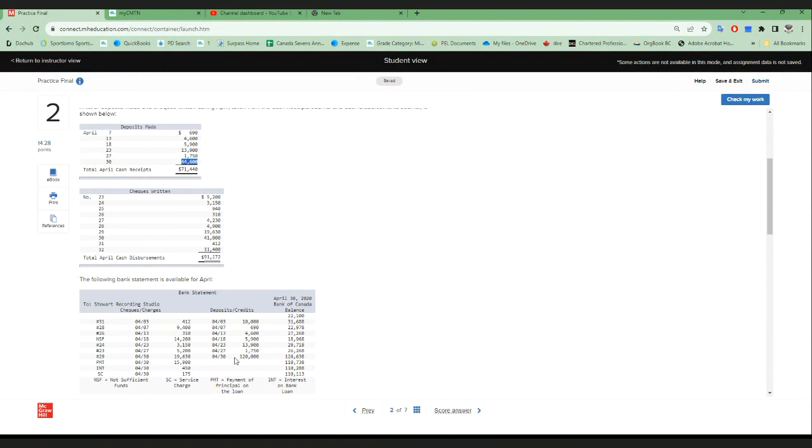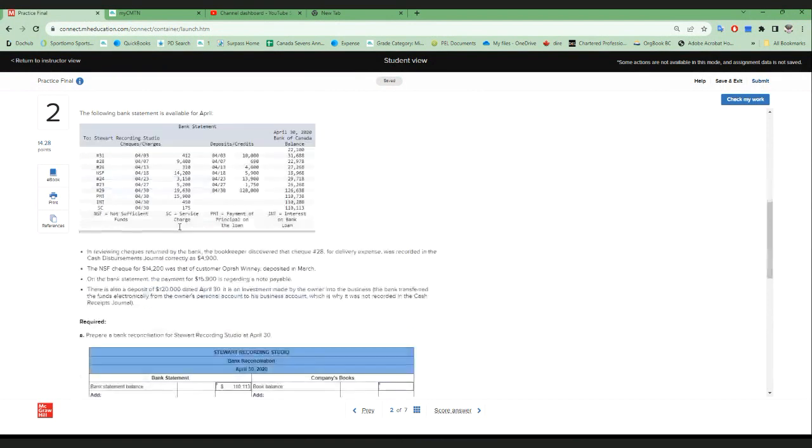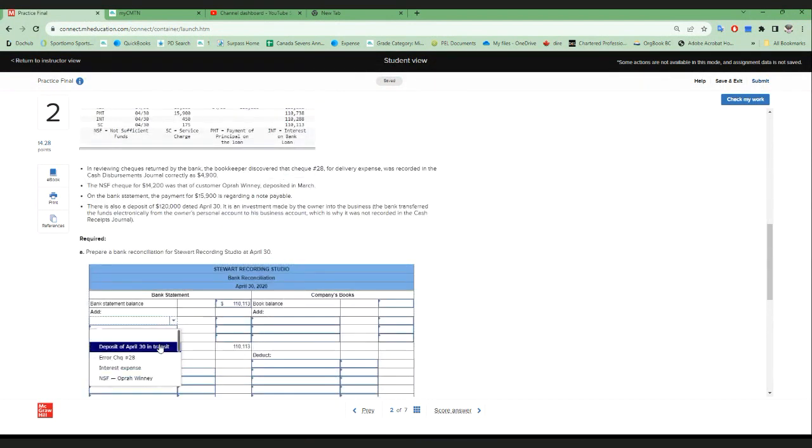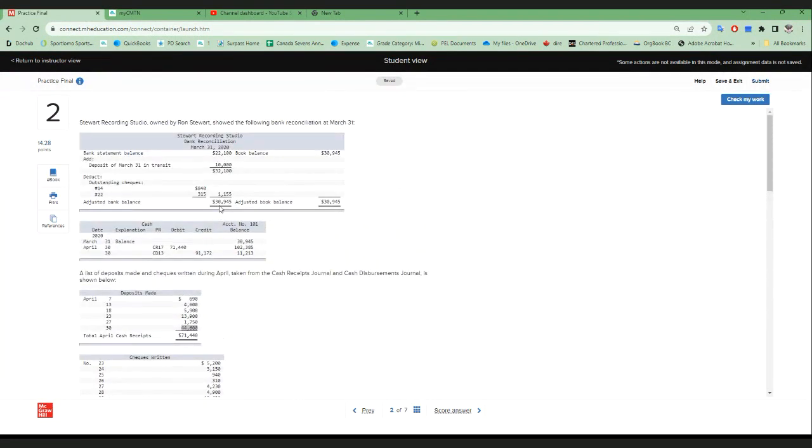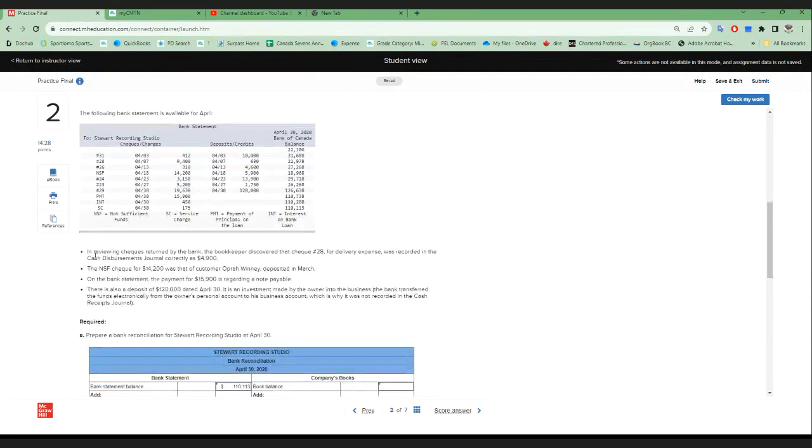Now I'm going to just take a second and quickly read these notes. In reviewing checks returned by the bank, the bookkeeper discovered that check 28 for delivery expense was recorded in the cash disbursements journal correctly as 4,900. Okay. NSF check of 14,200 was that of Oprah Winnie. Deposited 1,900 is regarding a note payable. There's also a deposit of 120,000 dated on April 30th. It is an investment made by the owner into the business. The bank transferred the funds electronically from the owner's personal account to his business account, which is why it was not recorded in the receipts journal. Okay.